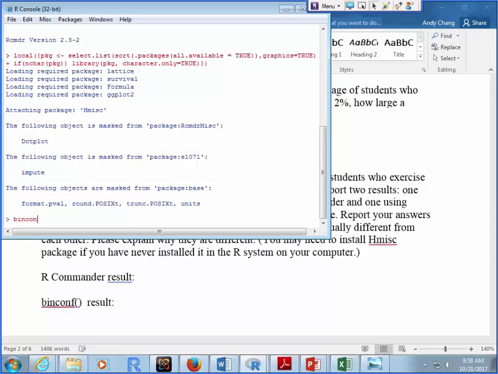Hey, Dr. Chang. Yes. Will the exam have this type of R commander? Will we have to load separate packages and load data into R commander and such? Well, for the exam, you have done your web assigned problems. The kind of question I would ask you will be what's your confidence interval? So whatever method you use is fine. I think for this particular problem, you don't really need that.